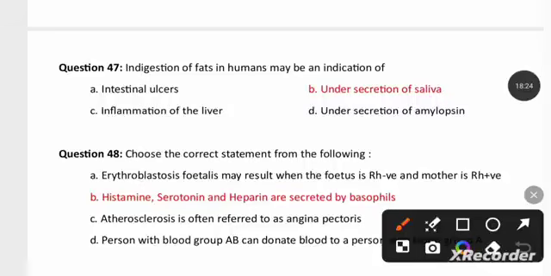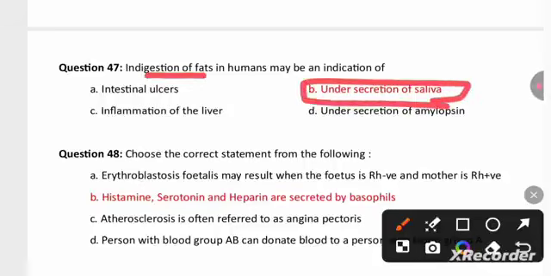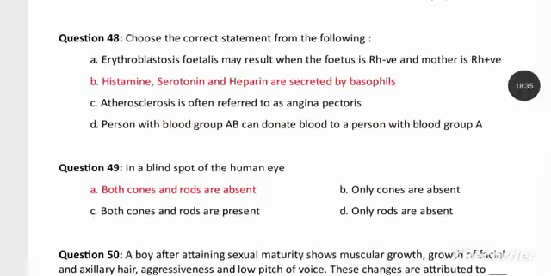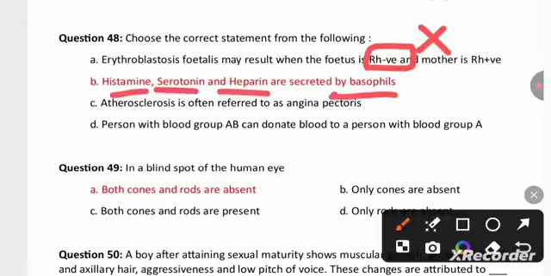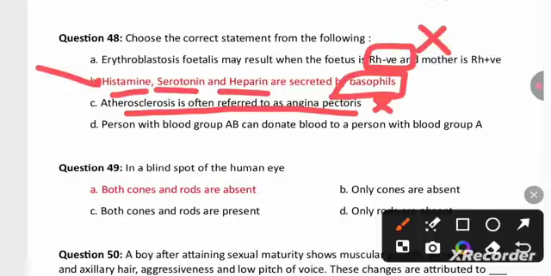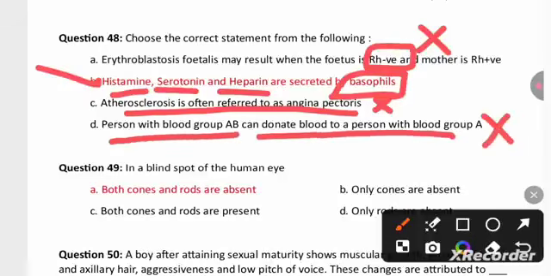Indigestion of fat in humans may indicate undersecretion of saliva. Choose the correct statement from the following. Erythroblastosis fetalis may result when the fetus is Rh negative. No, the fetus should be Rh positive here. Histamine, serotonin, heparin are secreted by basophils. Yes, during allergic reactions, these are produced by basophils. Atherosclerosis is often referred to as angina pectoris. No. Persons with blood group AB can donate blood to the person of blood group A. No. So answer option B is the right one.